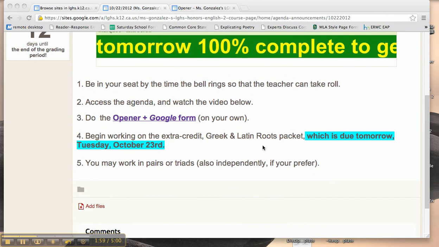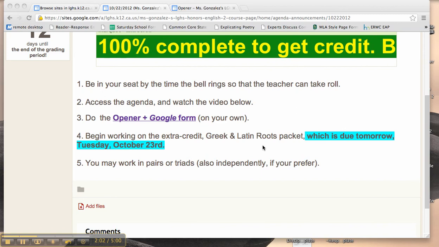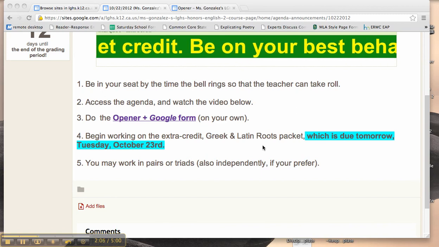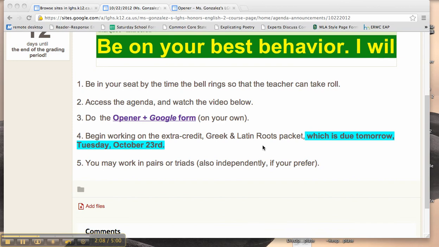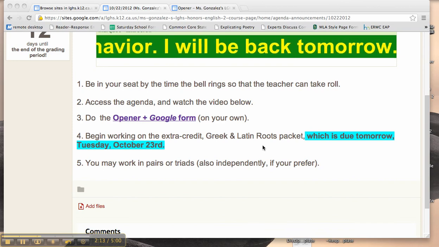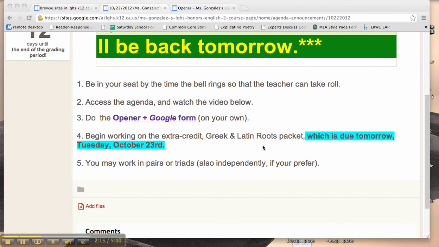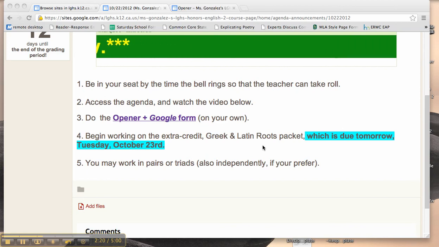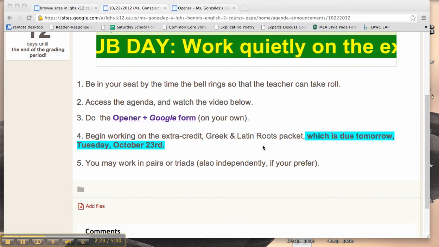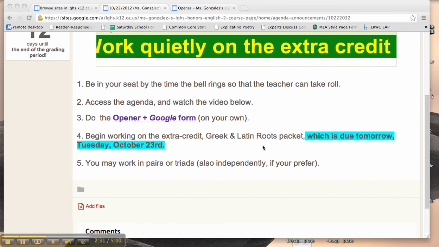Now, I don't think I've done this with any of my classes, maybe except for a couple. But usually what I like to do when I have subs, instead of just watching a movie or doing some other assignment, is to take that time to give you assignments or independent activities that I don't have time to directly teach you in class. We have too much to do already with literature and vocabulary, so I don't have time to do all this other stuff that I would like to do.